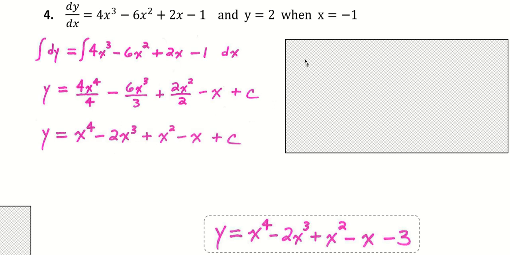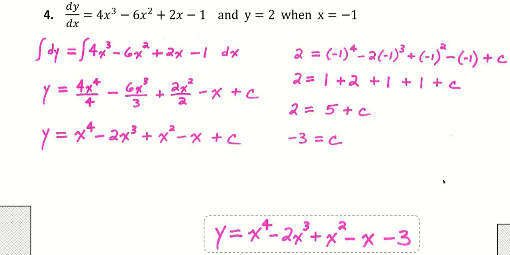And now would be time to plug in -1 for x and 2 for y. And so, yeah, -1 to the 4th power is +1. This ends up being a -1, which means times that, -2 will be a +2, and so on. We end up with c equals -3, which means our final answer, and you would plug it back into here.